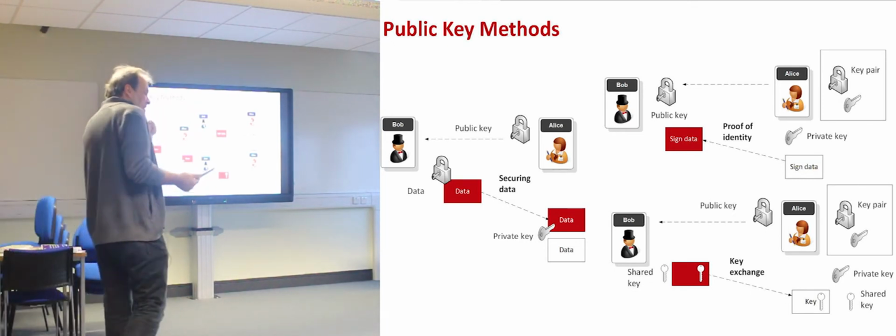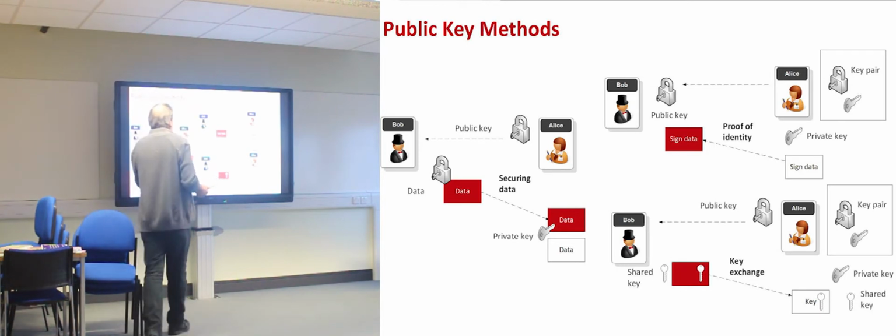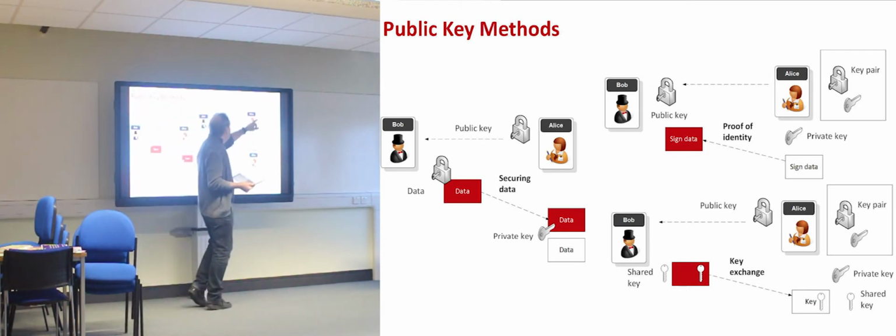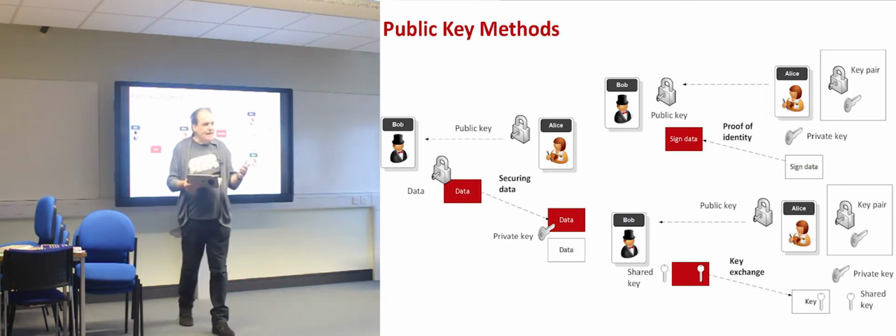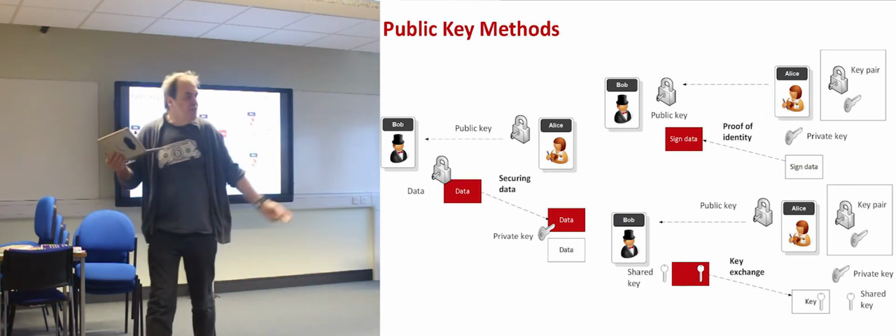So how do we find a credible way to prove identity? The way it's done is that Alice generates a key pair. She can do it whenever she wants.